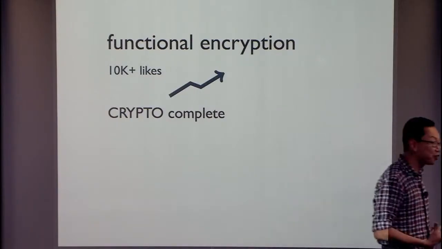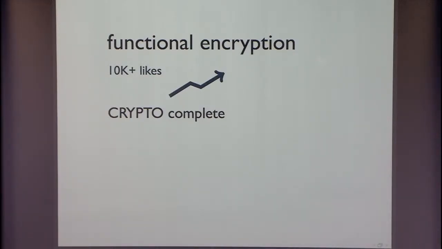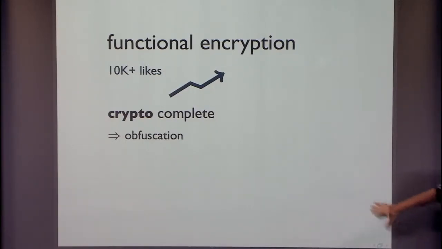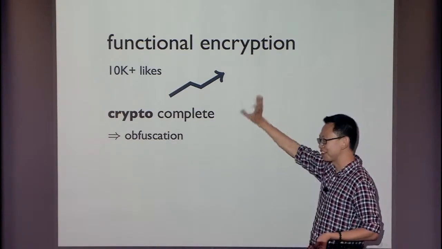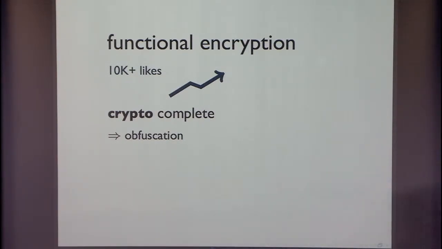It's sort of going down, and yet I'm still working on functional encryption, and my motivation has changed. Now I work on functional encryption because functional encryption is crypto complete. In particular, this is proven via reduction to obfuscation. We all think that obfuscation is crypto complete. Functional encryption implies obfuscation, so functional encryption is crypto complete.